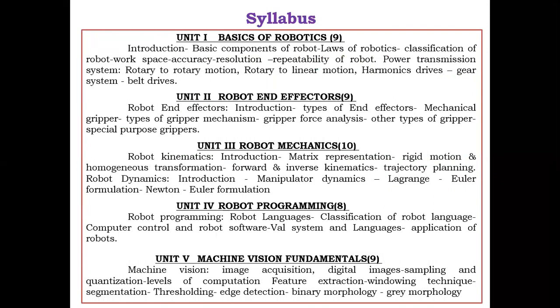This is unit number 2, robot interfaces. Robot application depends on which type of end effector we are going to use in the robot. End effectors are of two types: one is grippers, another one is gripper tools. In this unit we are going to discuss different kinds of grippers, gripper types, gripper mechanism, gripper force analysis, then tools of end effectors.